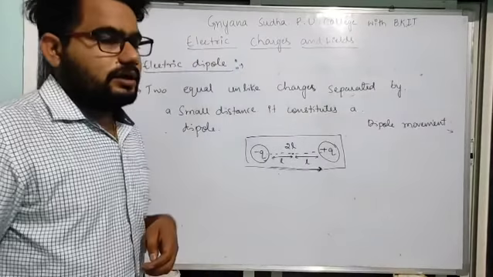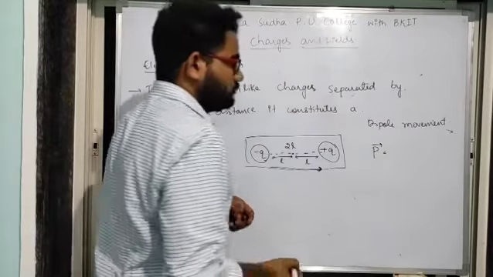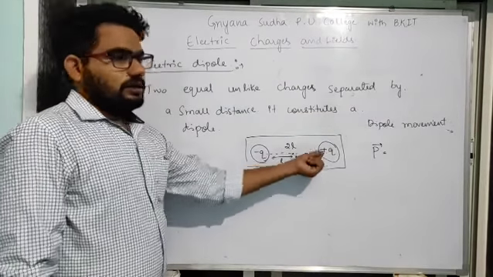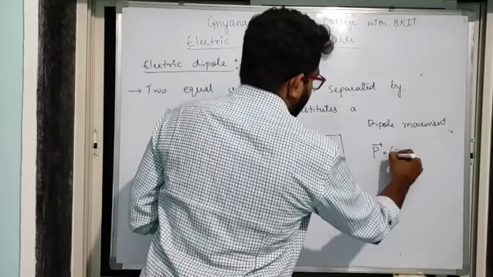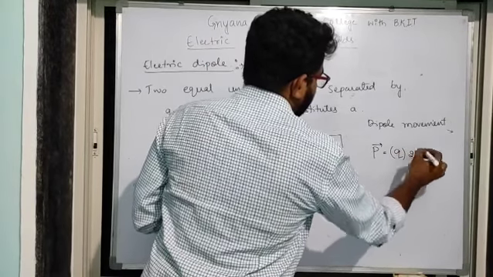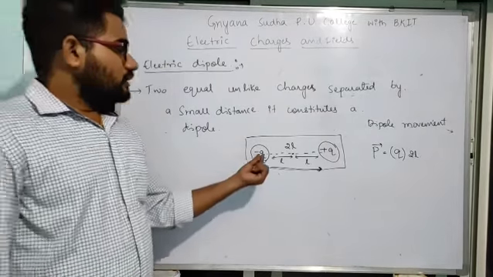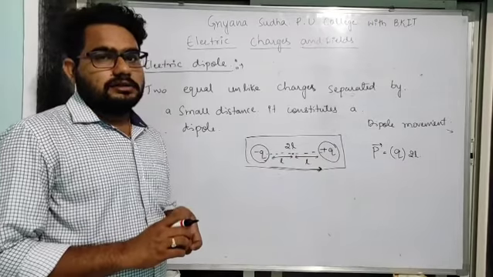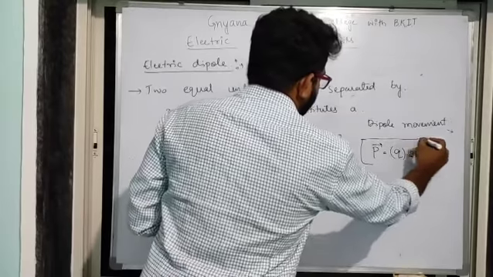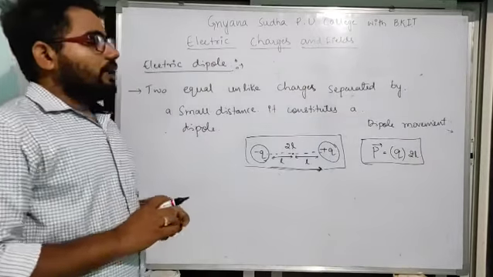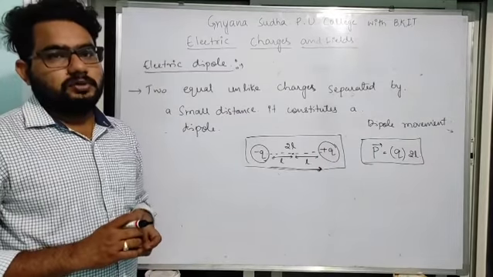Dipole moment is given by the formula P. Both are equal charges. We are taking one charge Q into 2L. One charge into the distance between the two charges. Okay, charge into 2L. This is given by dipole moment. Dipole moment is denoted with P, and P is equal to Q into 2L.